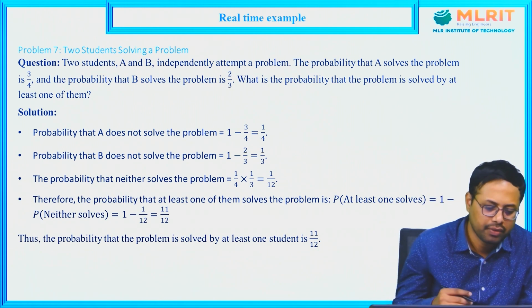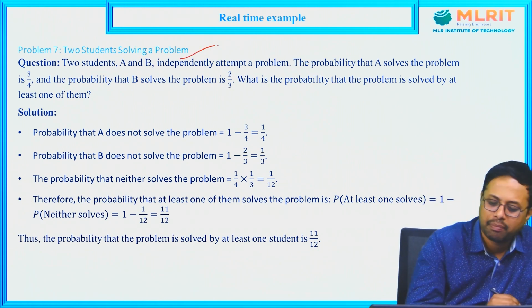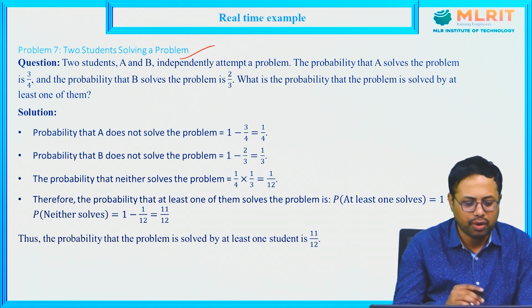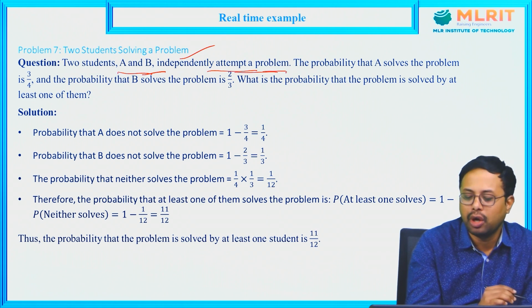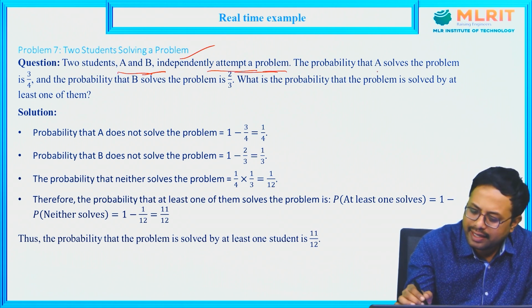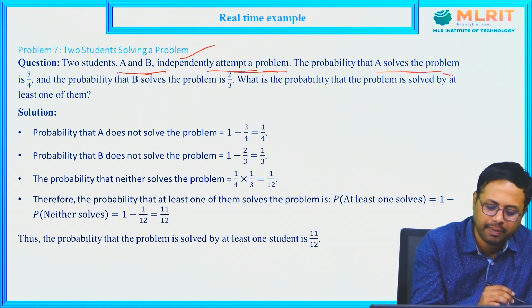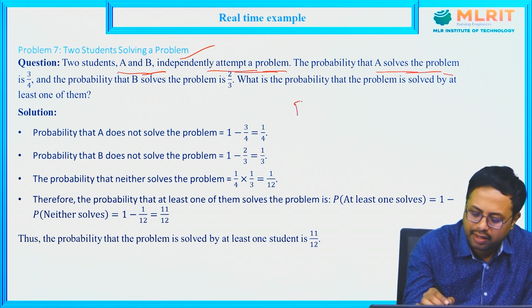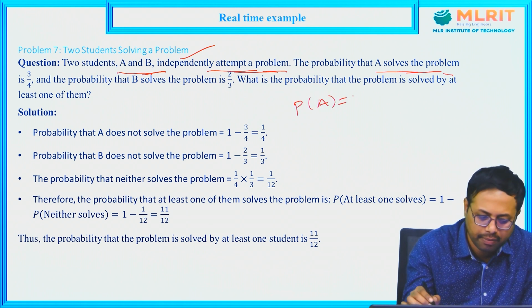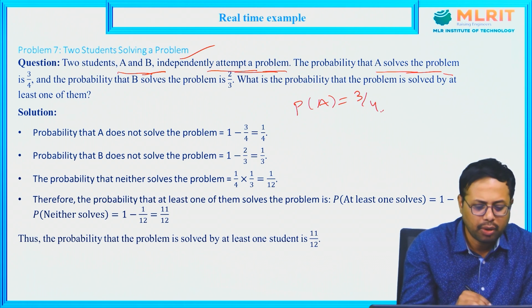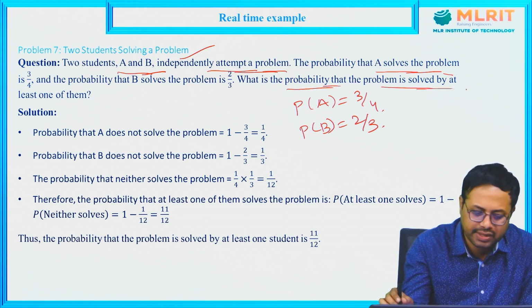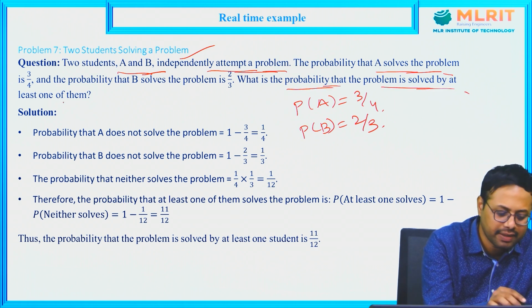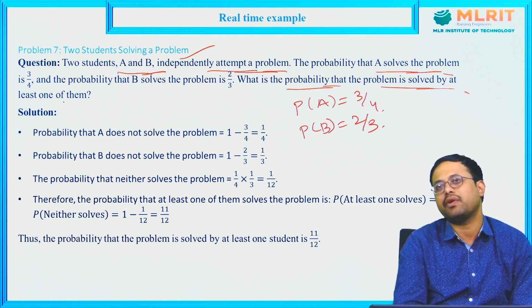Now next problem: two students solving a problem. Two students A and B independently attempt a problem. The probability that A solves the problem is 3 by 4. The probability that B solves the problem is 2 by 3. What is the probability that the problem is solved by at least one of them?